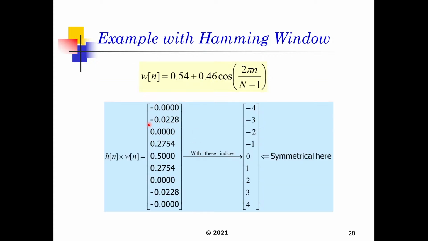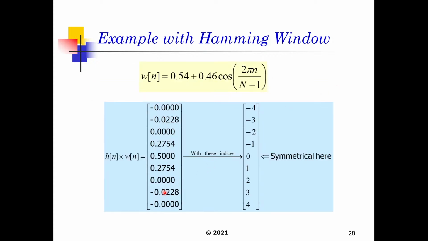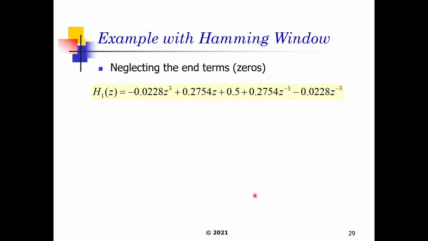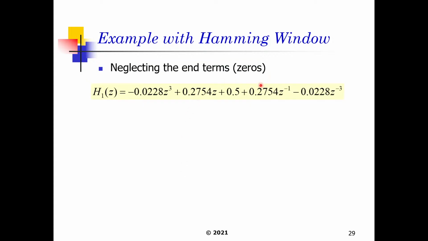So this -0.0228, which is at -3, would be -0.0228 z to the -3. Similarly, that same negative value, which is at +3 index, is going to be z to the power 3, and so forth as we keep on going. Z to the 2 here is just basically 0, so we can ignore those. Z to the 1 here is 0.2754, so that's how we get these here. And the constant value here was 0.5.